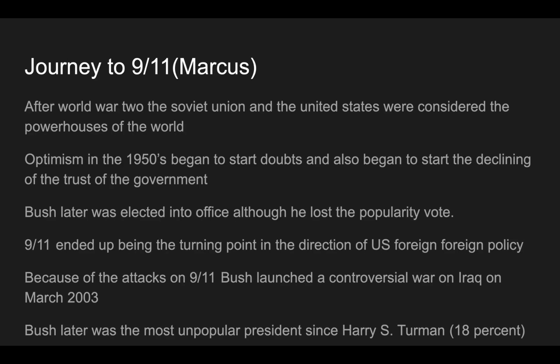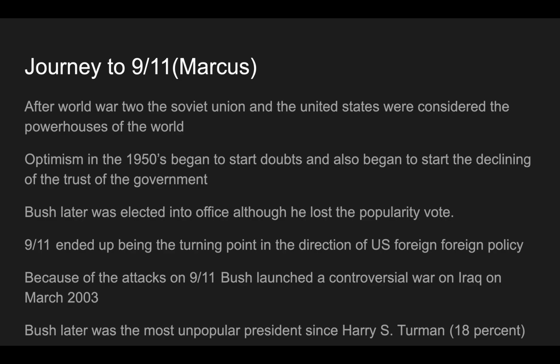So the journey to 9/11 is the big historical thing we kind of link it to. Basically, after World War II, the Soviet Union and the United States were considered the powerhouses of the world. They had a whole bunch of power and a whole bunch of deadly weapons. And about the 1950s, the people of the United States began to have doubts and started not trusting the government a little more. And Bush was elected in 2000, even though he lost the popular vote, but he won the Electoral College vote, which was kind of shaky at the time.